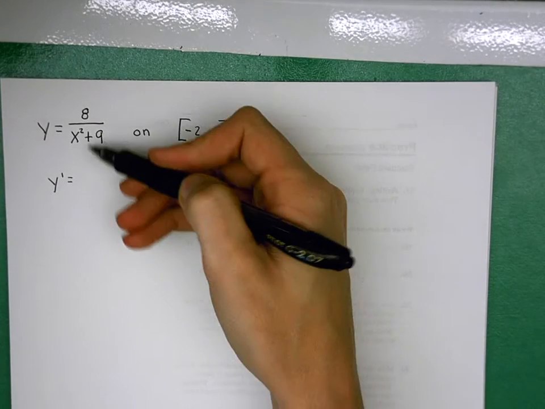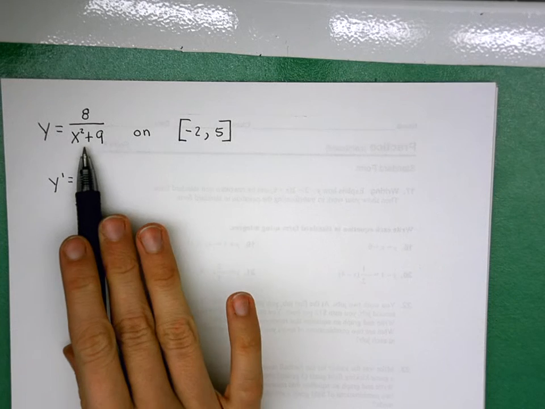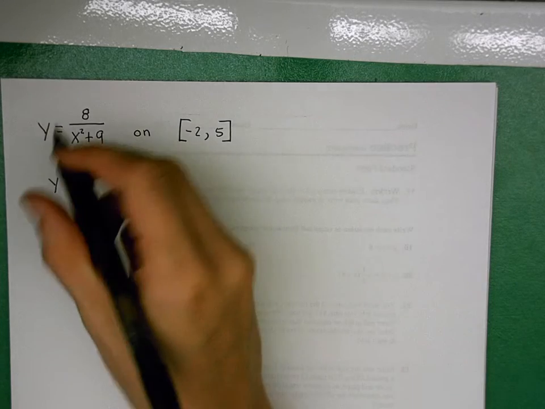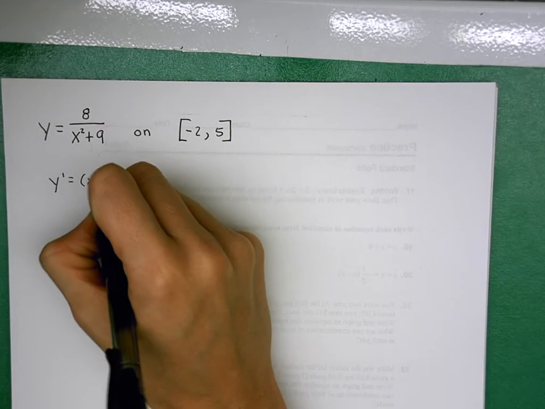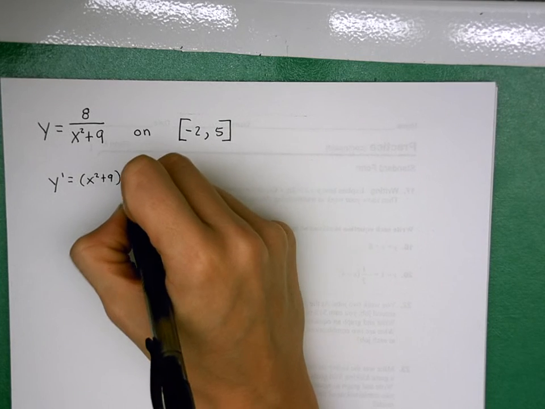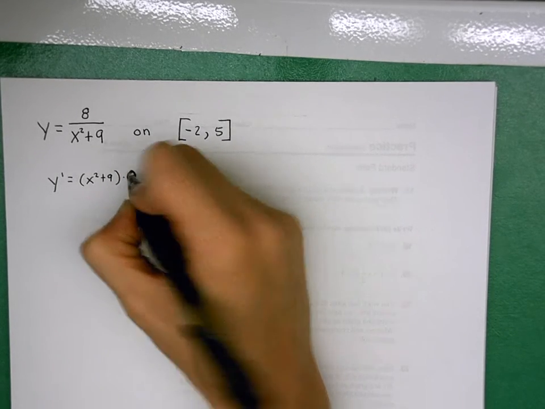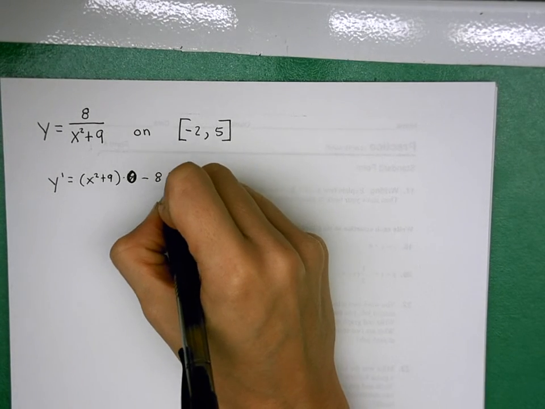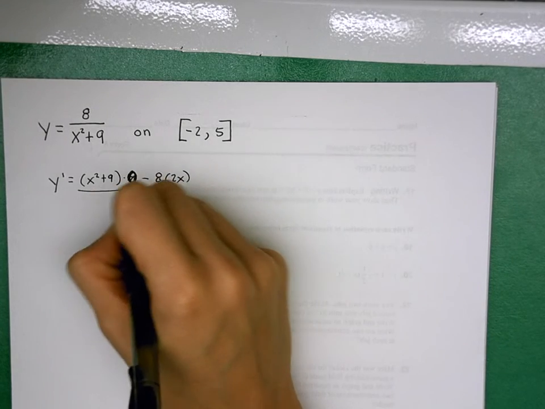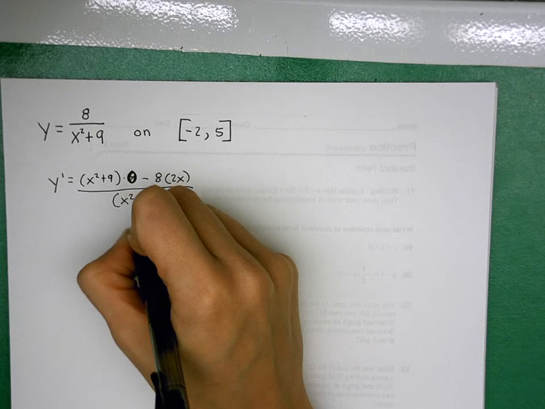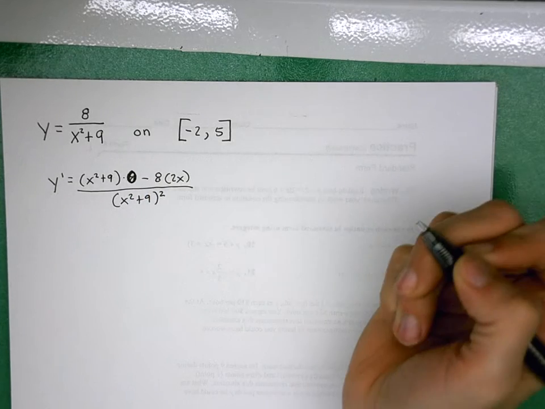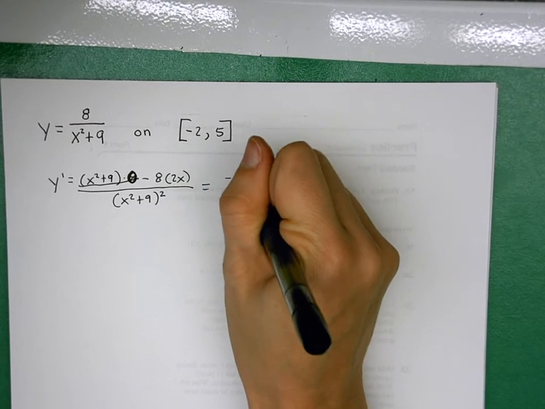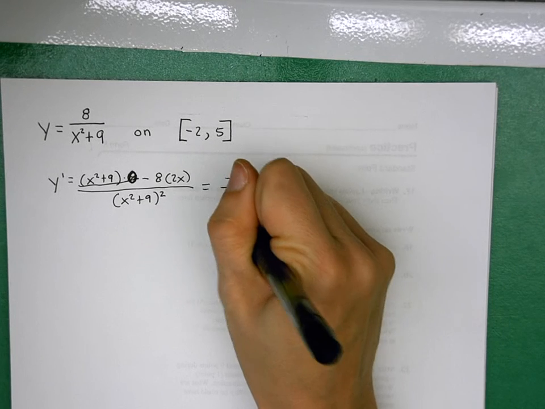You could do quotient rule here, or you could rewrite this as the quantity of x squared plus 9 to the negative first. That would be chain rule. I'm probably just going to do quotient rule personally. I know it's a little bit longer, but it's not bad. So we have low d high, sorry, the derivative of 8 is 0 here, minus my high d low, all over low squared, which x squared plus 9 times 0 is 0, so we're left with negative 16x over x squared plus 9 quantity squared.